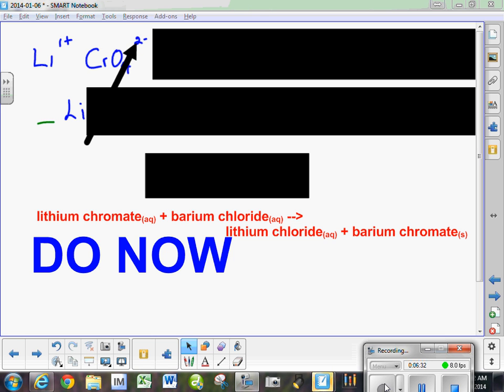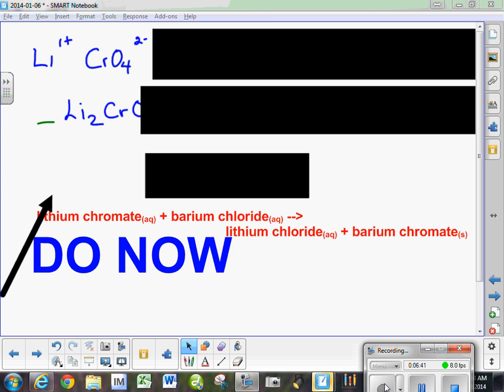How many lithiums do we need? 2, okay? And how many chromates do we need? That's the crisscross. That's what we just talked about.